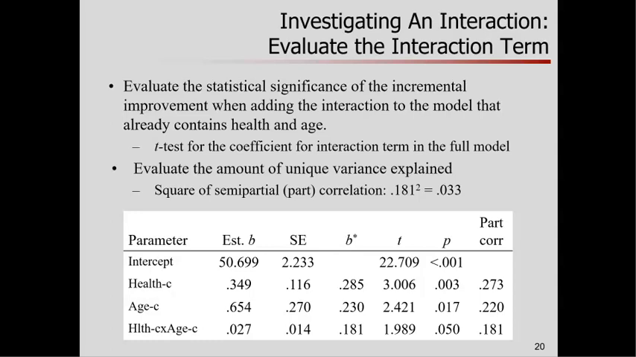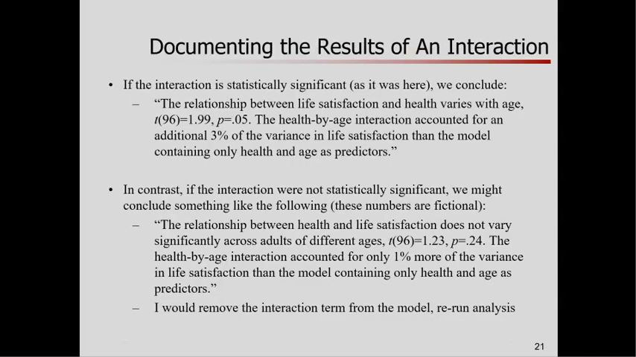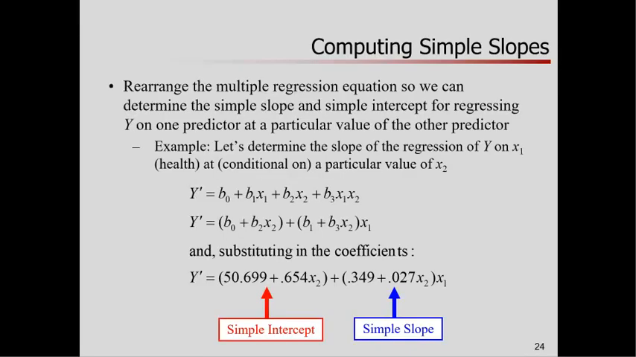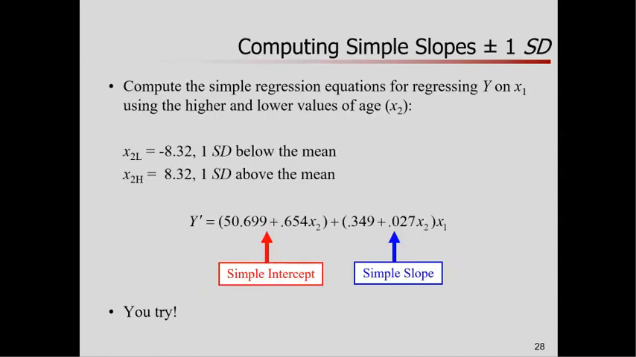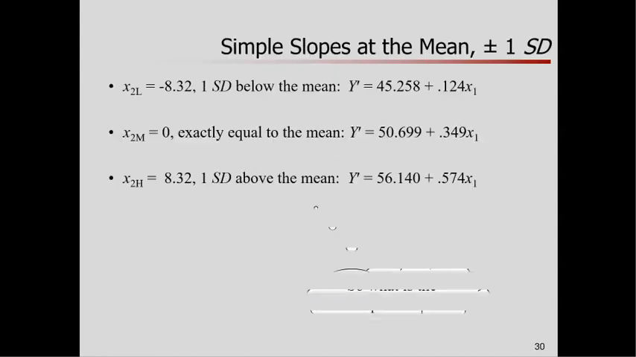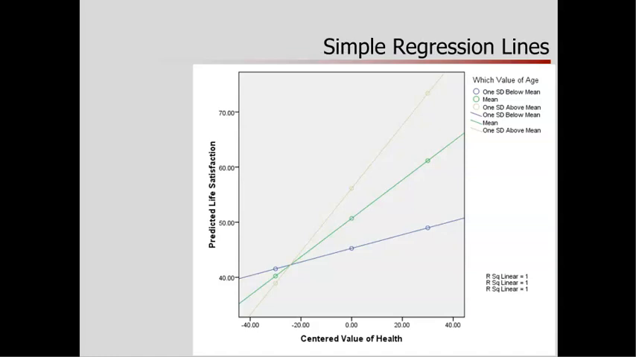This is sort of like, do we move forward or not? In this case, we said, yeah, let's move forward. Let's come up with the simple slopes at different values of x2. Let's compute them, let's look at them, we'll see how they vary. If the coefficient b3 wasn't significant, we wouldn't do any of this. Is that what you're getting at? Yeah, okay, good.